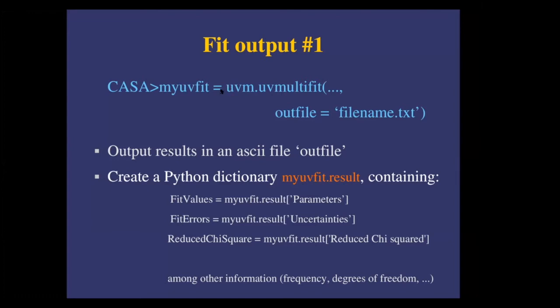I think I made a mistake here. No, my uvfit is defined as the call to UVMultiFit like this. So now you have this Python dictionary myuvfit.result, and in this parameters section, it contains the fit values. In this uncertainties section, as it says, are the fit errors. Okay, and you also have some other information. Then you can retrieve the reduced chi-squared, and you can also retrieve frequency, degrees of freedom. There's a big Python dictionary, and you can have a look if you want. But the most useful values, of course, are here.